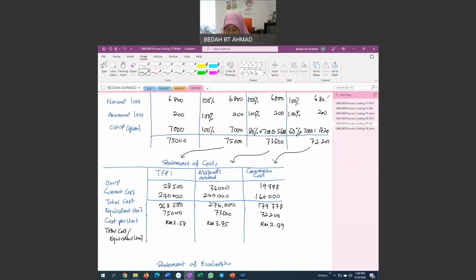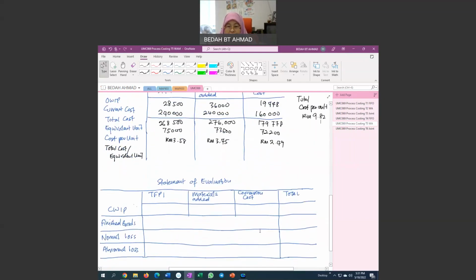Okay, so the total is 9.82. So the total cost per unit. So here, total cost per unit. So it is RM 9.82. Okay, then we prepare the statement of evaluation.